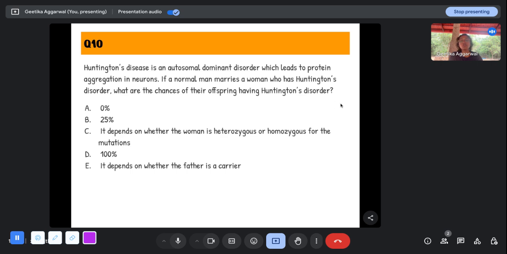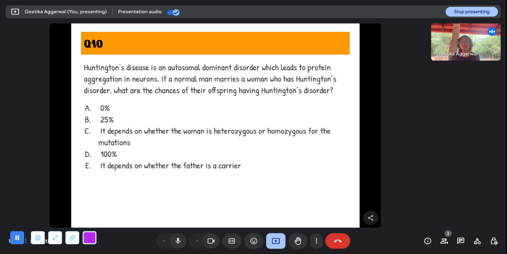Huntington's disease is an autosomal dominant disorder, which leads to protein aggregation in neurons. If a normal man marries a woman who has Huntington's disorder, what are the chances of their offspring having Huntington's disorder? Yeah. So is it 0%, 25%? It depends on whether the woman is heterozygous or homozygous, 100%, or it depends on whether the father is a carrier.